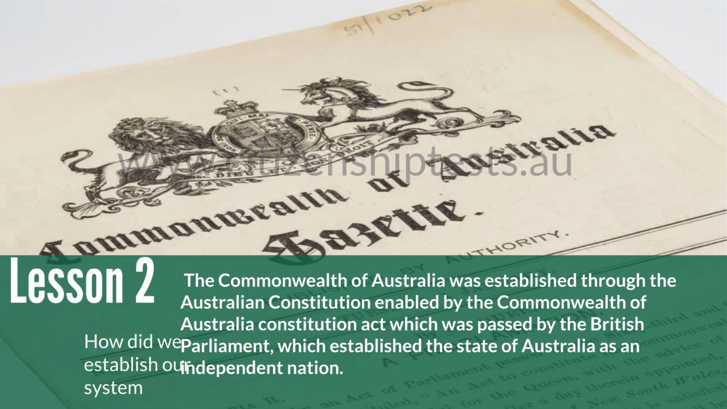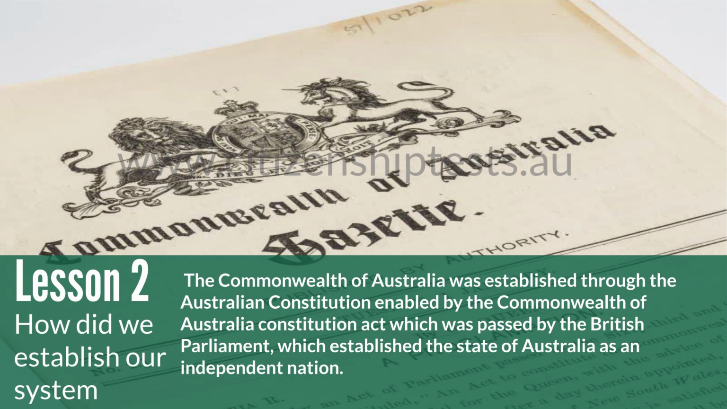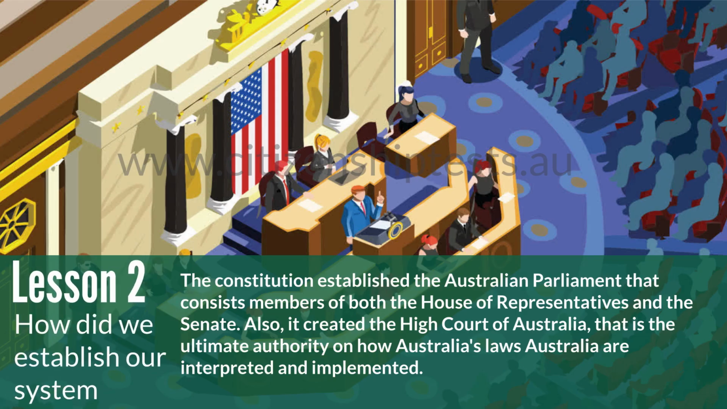known as the Commonwealth of Australia. The Commonwealth of Australia was established through the Australian Constitution, enabled by the Commonwealth of Australia Constitution Act, which was passed by the British Parliament, which established Australia as an independent nation. The Constitution established the Australian Parliament, which consists of members of both the House of Representatives and the Senate.